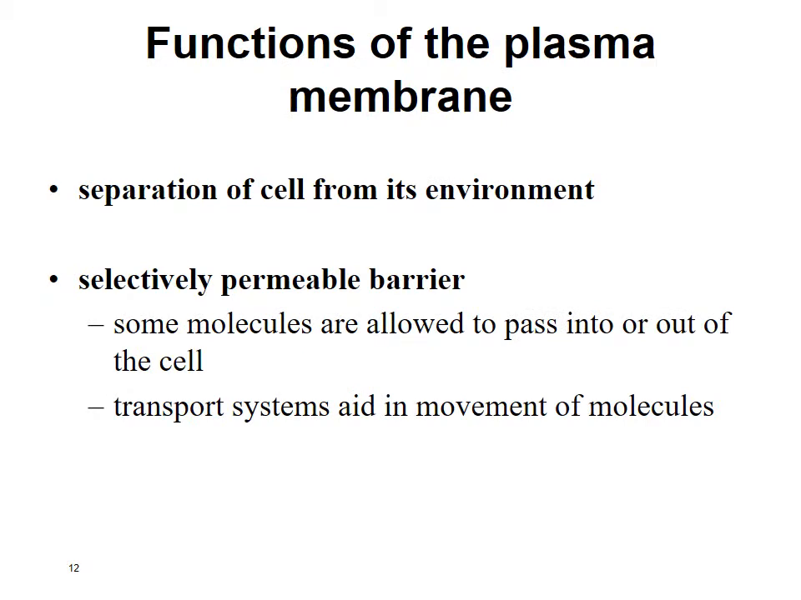So the plasma membrane enables that separation of the cell contents from its environment, but it also acts as a selectively permeable barrier, allowing particular ions and molecules to enter and leave and preventing others. Many substances can't cross the membrane, so the plasma membrane must also aid such movement when necessary, and it does this with the aid of various transport proteins.